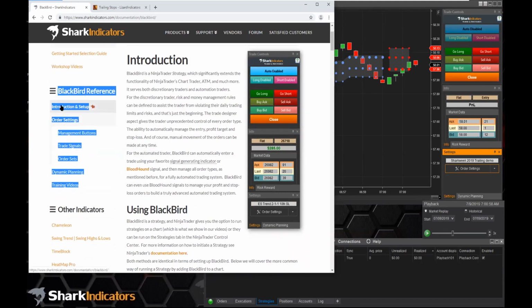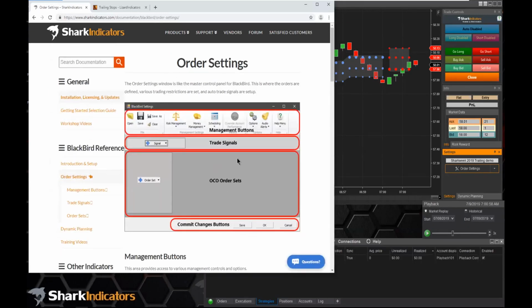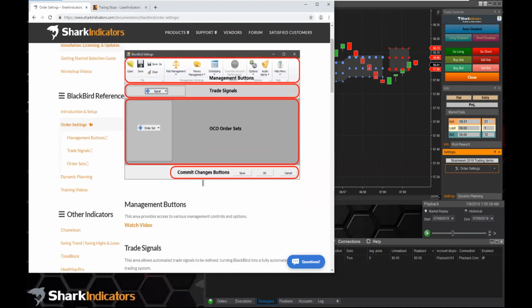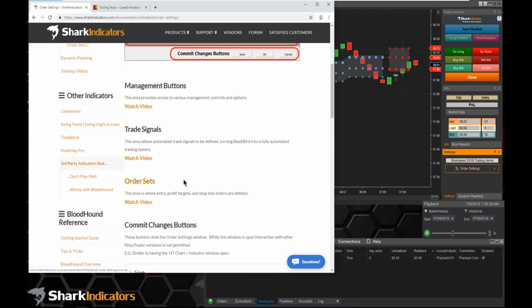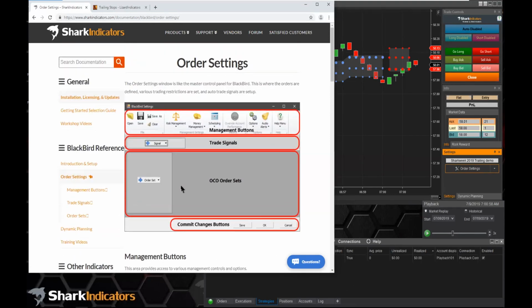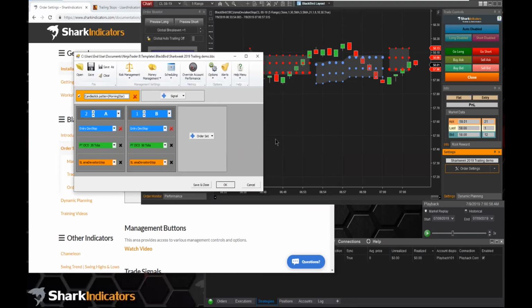So BlackBird actually breaks down into really a couple of core sections. Let's go to the order settings here. So there you go. There's the interface broken down into its three main components, and then there are links down here that'll take you to the pages for each of those sections. So yeah, there's no cheat sheet per se, although you could say there is a cheat sheet built into BlackBird.